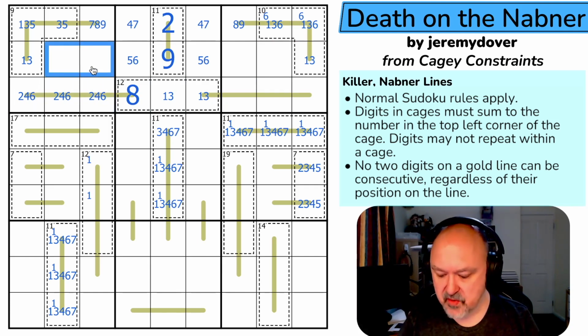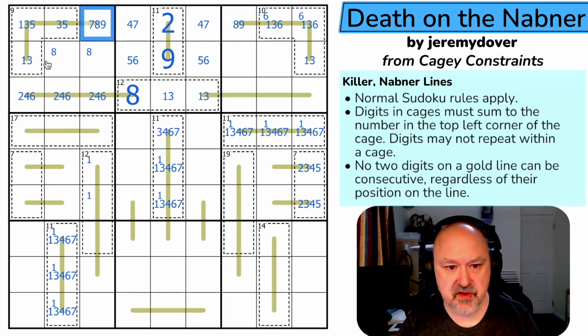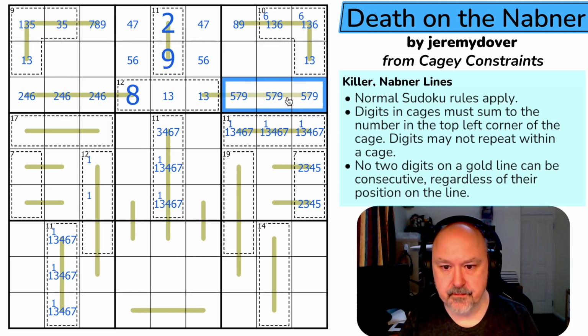So there is an 8 in one of those 2. This is not the 8. No, actually, I don't know that at all. I do not know that at all. This is 2, 4, 6, 8. This is 5, 7, 9.